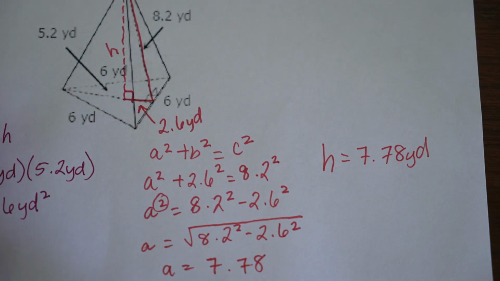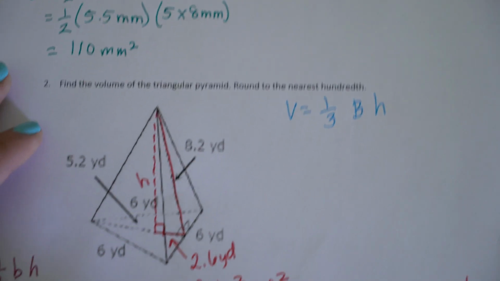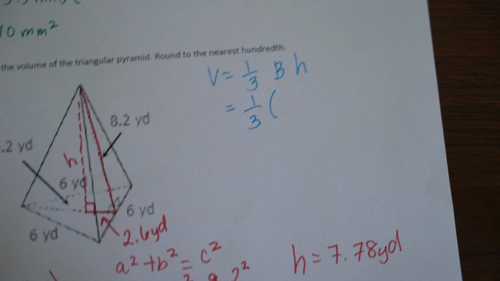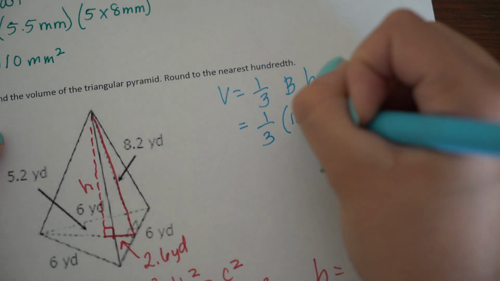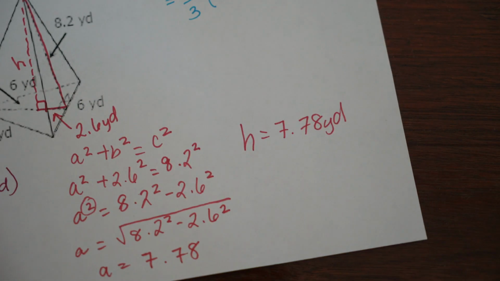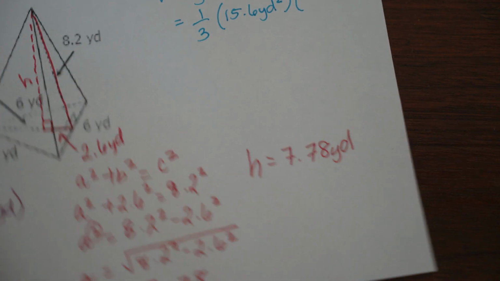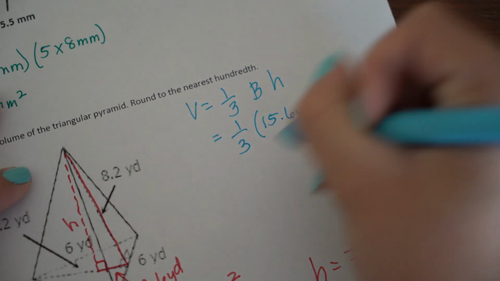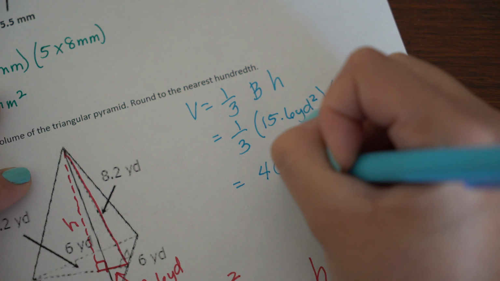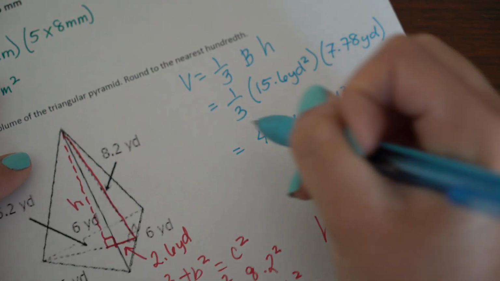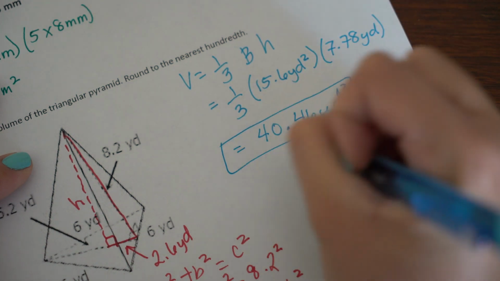Now I have all of my information to find the volume for this pyramid. So we have 1/3 times the area of the base, which we found to be 15.6 yards squared, times the height of the pyramid, which we found to be 7.78. Once we multiply this out, we get a volume of 40.46 yards cubed. And again, this is rounding to the nearest hundredth.